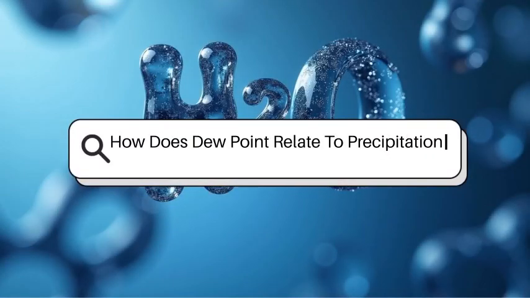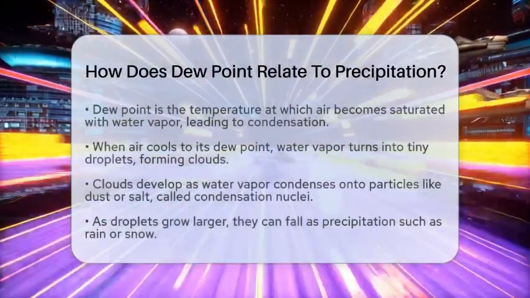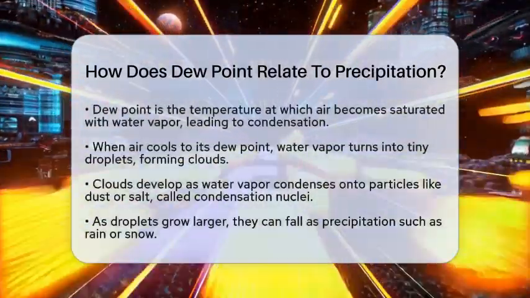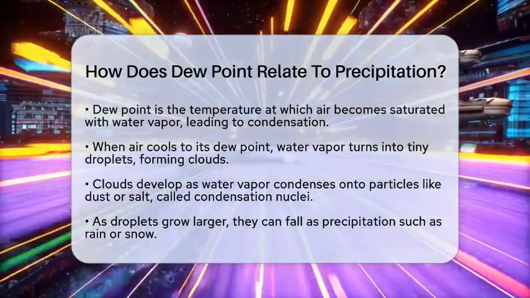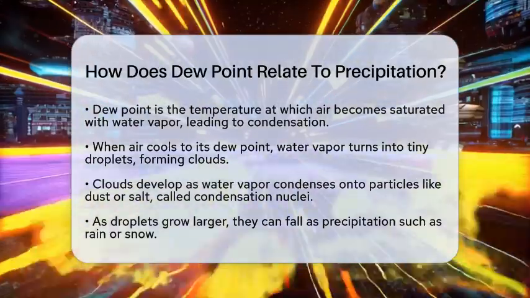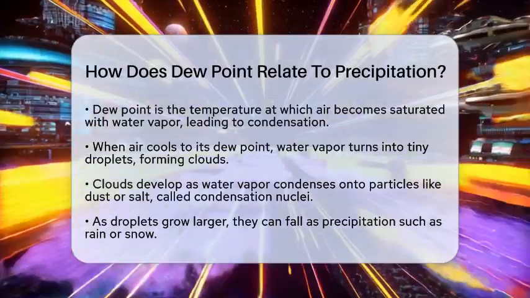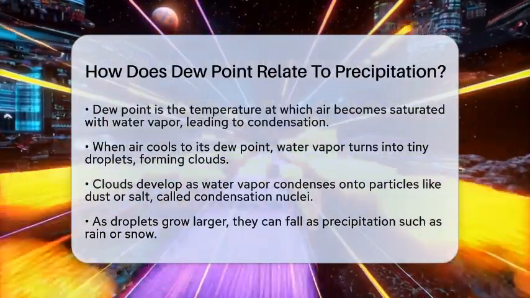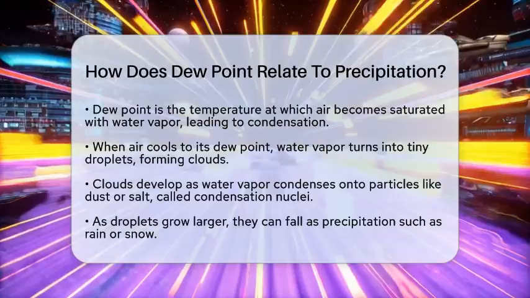How does dew point relate to precipitation? Imagine standing outside on a humid day and feeling the air get heavy and damp. That sensation is closely tied to the dew point, a key part of how water moves in our atmosphere. The dew point is the temperature at which air becomes saturated with water vapor and condensation begins.